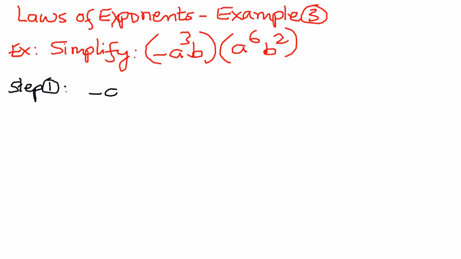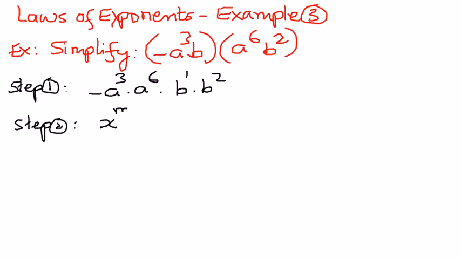So negative a to the power of 3 times a to the power of 6. Those are like terms with the same base. And then we have times b means b to the power of 1 times b to the power of 2. So now we can see that we can use one of the rules of exponents, and that rule is if we have an exponent x to the power of m times if we have another exponent x to the power of n, as long as the bases are the same, we can write the base once and then add the powers or combine the powers like that.